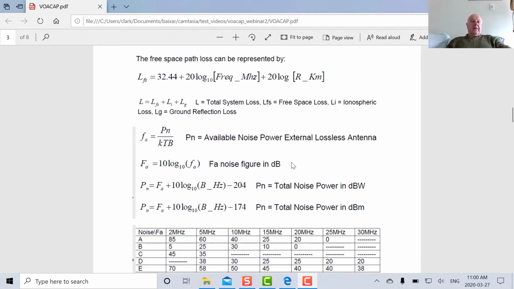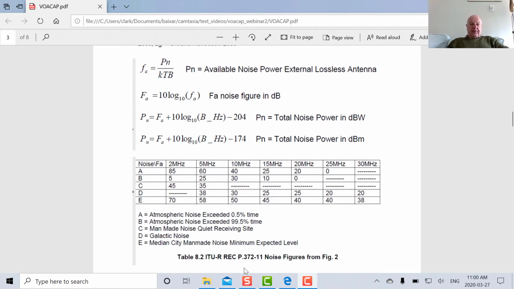Now, if we look at the noise, of course, at the receive end, for decoding, we need to know what our signal-to-noise ratio is. So we need to know what our noise is. So our thermal noise is kT0b. That's the Boltzmann constant. But in practice, our noise is going to be a lot higher due to a whole bunch of different factors here. So here's a table from the ITU recommendation 372. And we've got to consider atmospheric noise, man-made noise, galactic noise. And in a city, of course, you've got all sorts of noise from various sources. So in other words, our thermal noise will be increased by a noise factor.